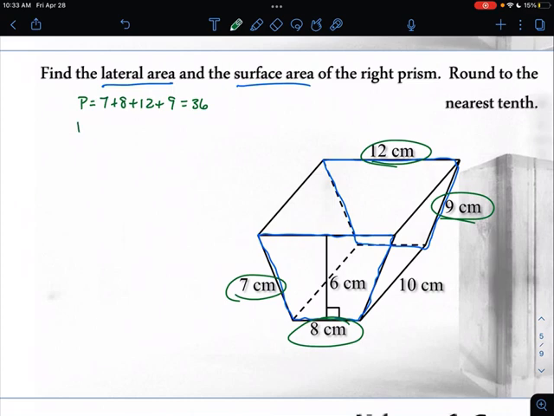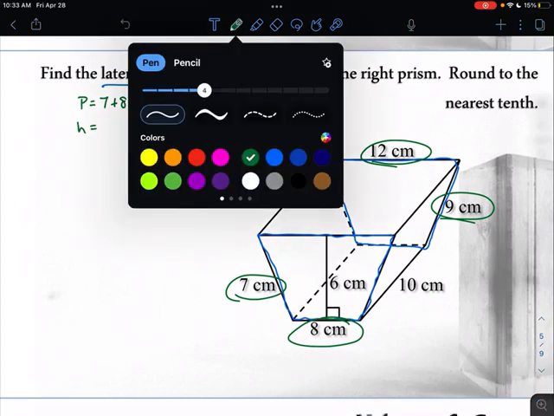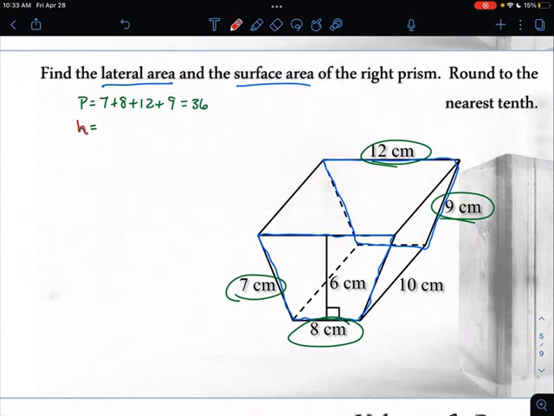The height of my prism, so I'm going to use a different color here. The height of my prism goes from base to base, so from trapezoid to trapezoid. So if I highlight that piece here, from trapezoid to trapezoid, that tells me that the height of my prism is 10 centimeters. So I have 10 centimeters there, and I've got the perimeter of 36 centimeters.